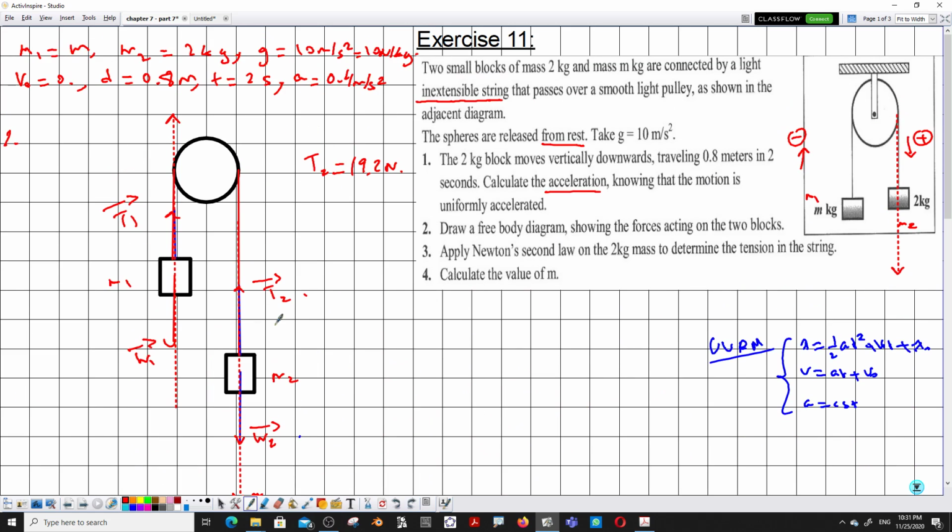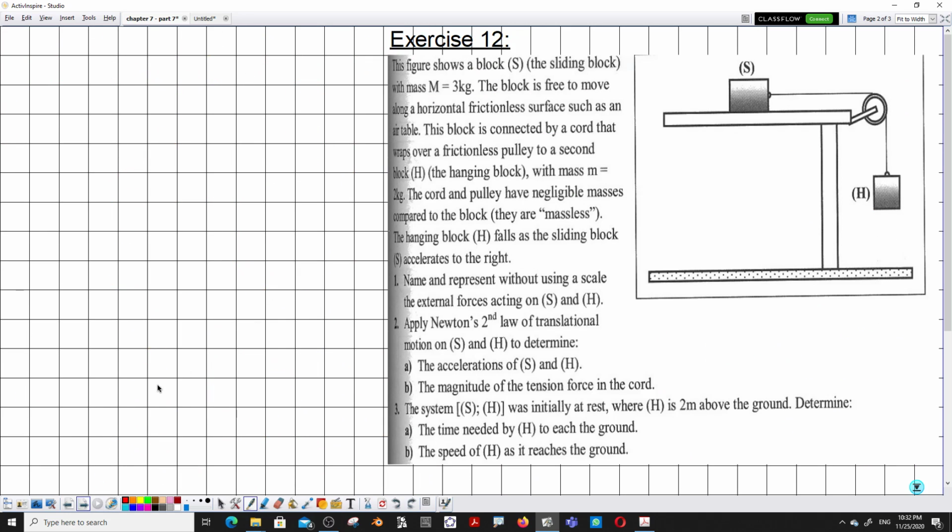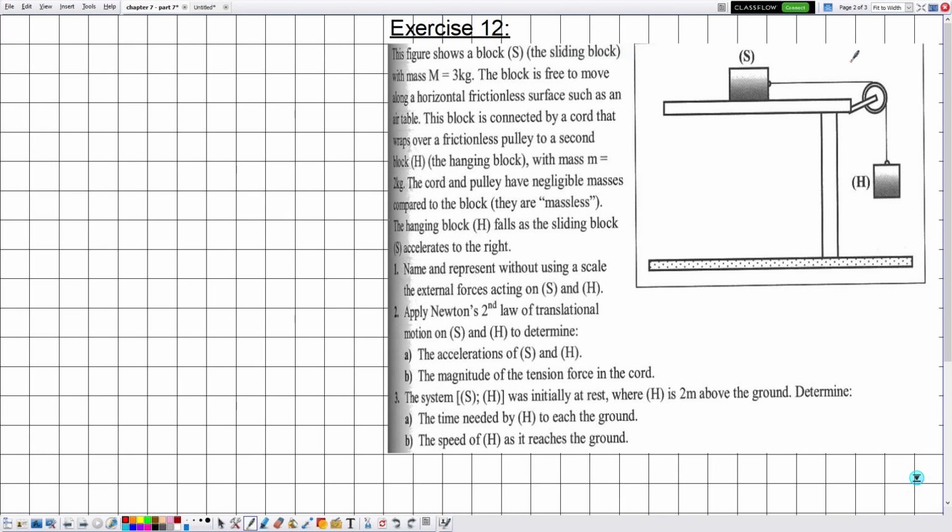Now let me move to the next exercise, which is exercise number 12. Okay, this is also very important. Now this is another case similar to the Atwood machine, but it's not classified as an Atwood machine. Now they are telling me the figure shows a sliding block. So S is the sliding block with mass M is equal to 3 kilograms.